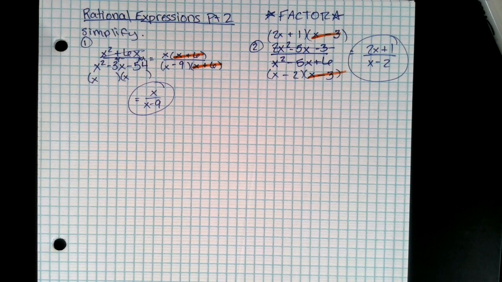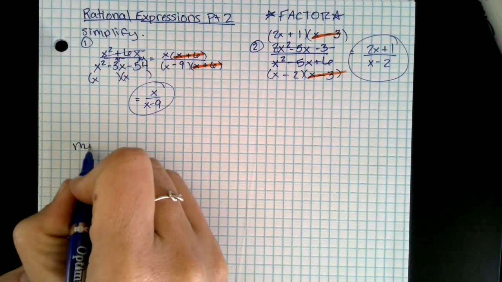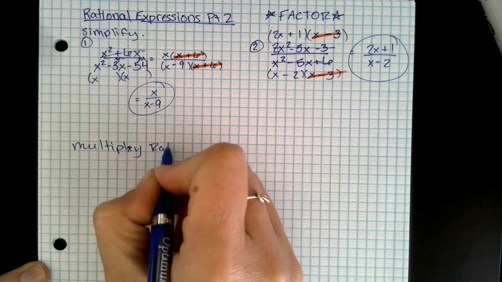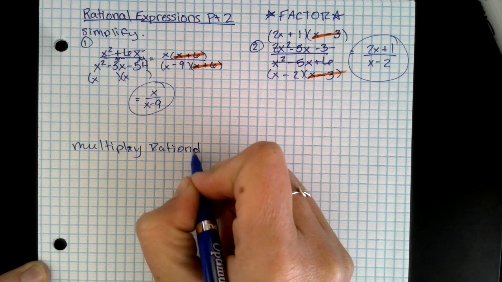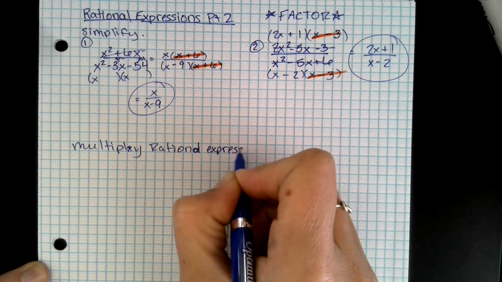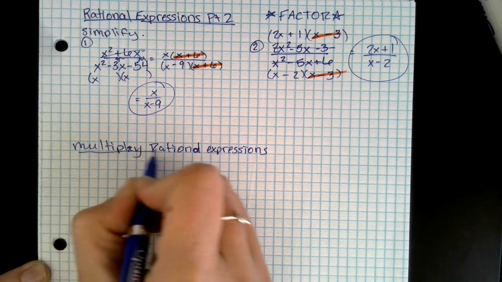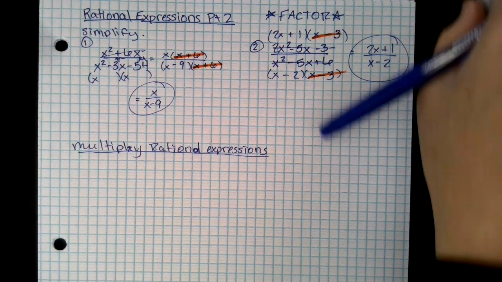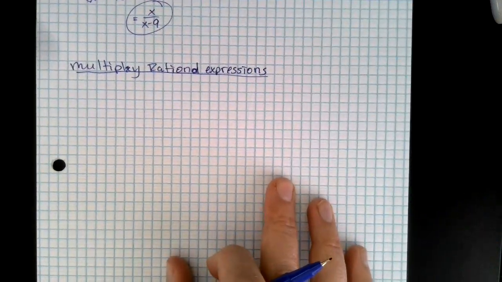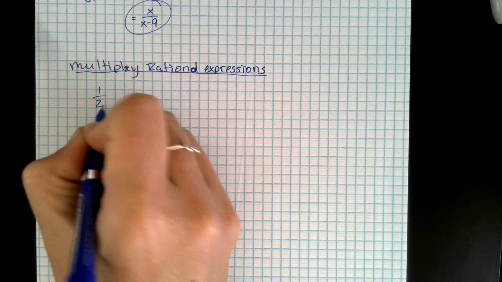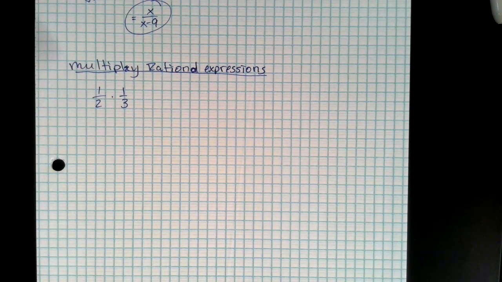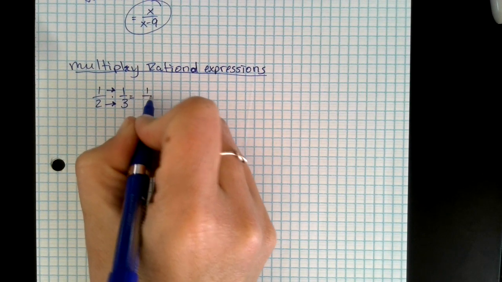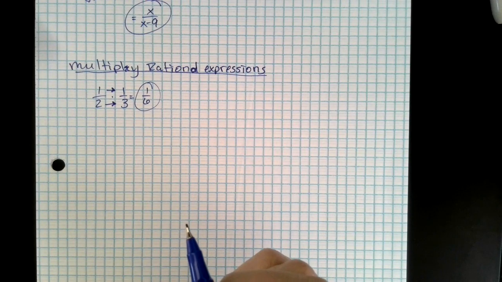Now what we want to do is multiply rational expressions. Now remember, the word rational should make you think of a fraction. So essentially we're multiplying fractions. So the first thing that I want you to think about is remembering how to multiply fractions. If we have 1/2 times 1/3, when you multiply fractions, you just multiply straight across and you get 1/6.